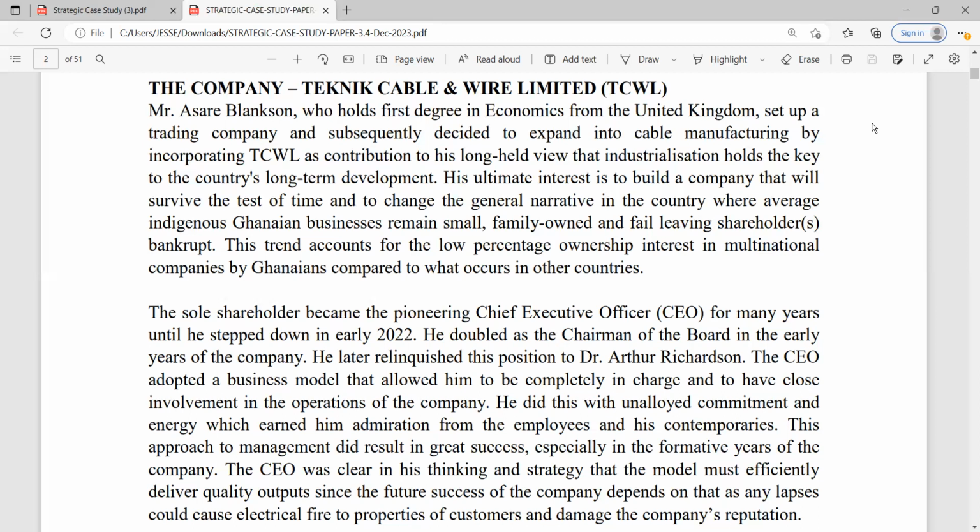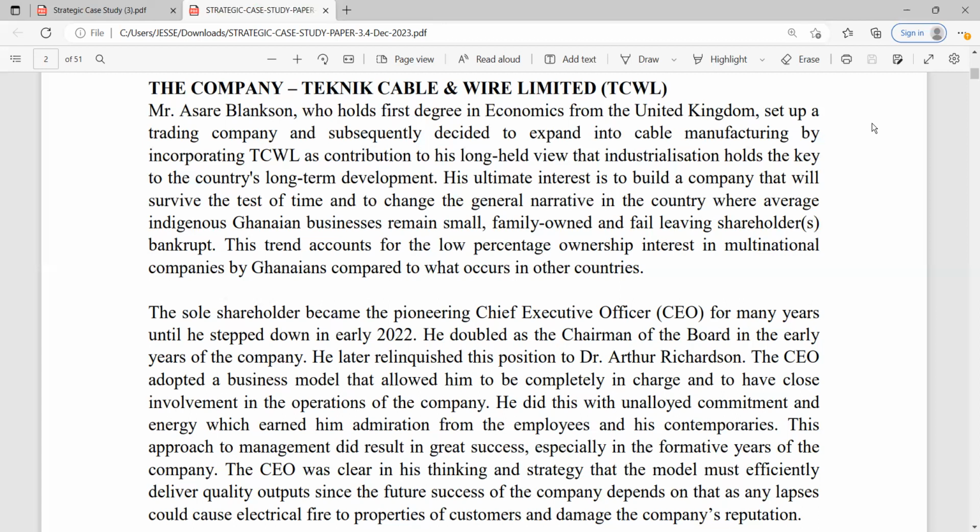Now, you clearly see here that Mr. Asari Blankson has international exposure. So it's possible he can bring this international exposure to bear when it comes to TCWL, right? So that's one good thing going for him.